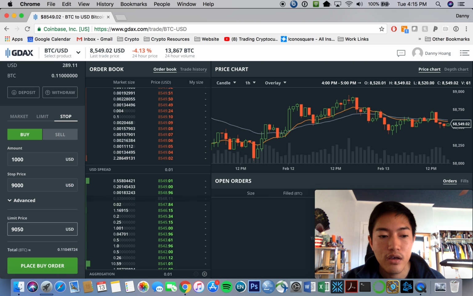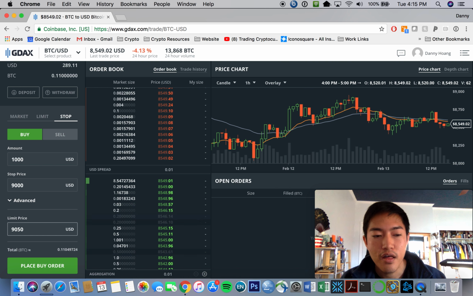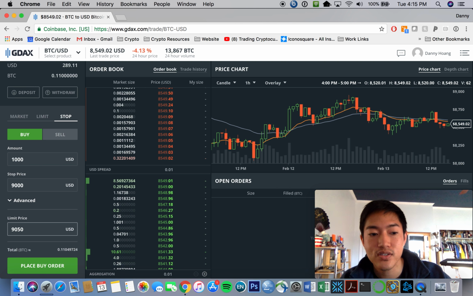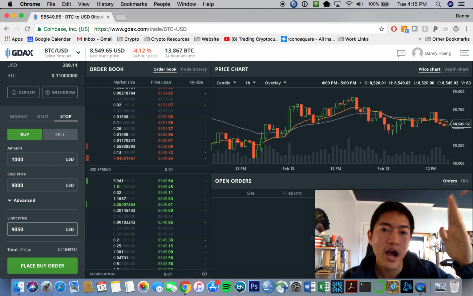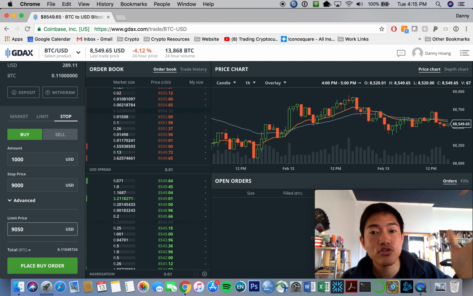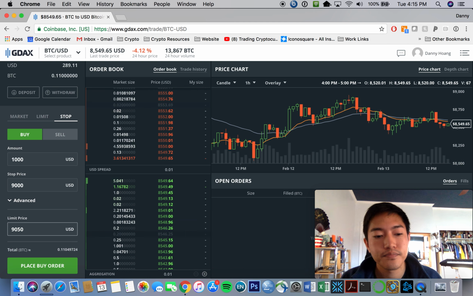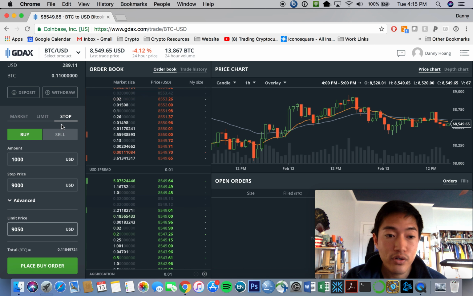Now again, you want your limit price to be slightly different than your stop price. This buy order communicates that when that last trade price is 9,000, they're going to put in a new buy order for 9,050. And the reason that you want to do this is that if the price is skyrocketing and the market price is much higher than the last trade price, you want to make sure that your order will be filled. So I hope that makes sense.